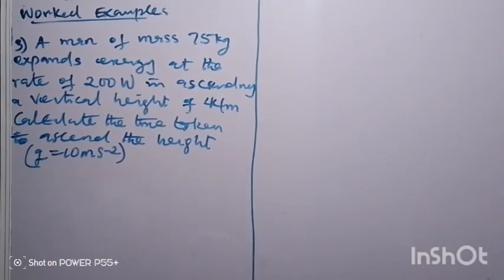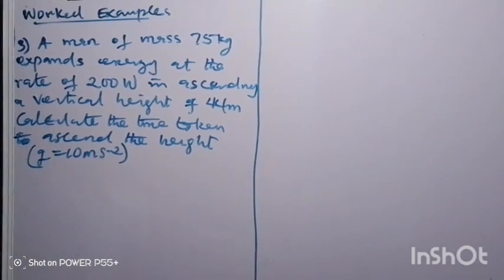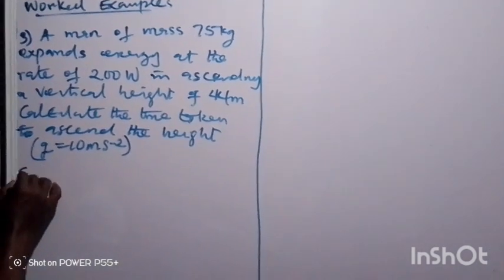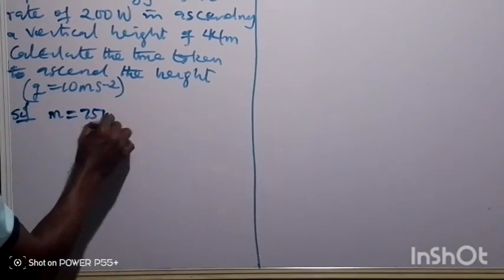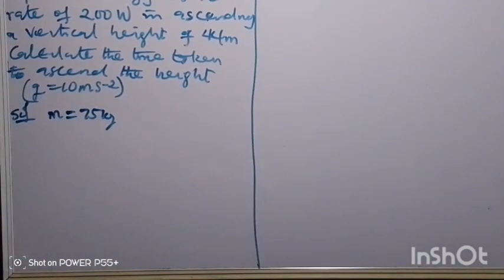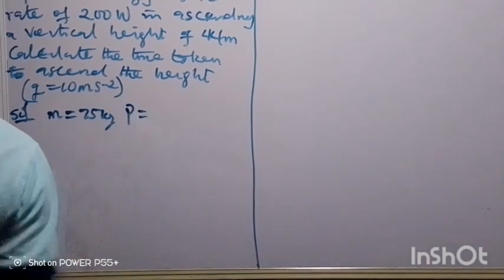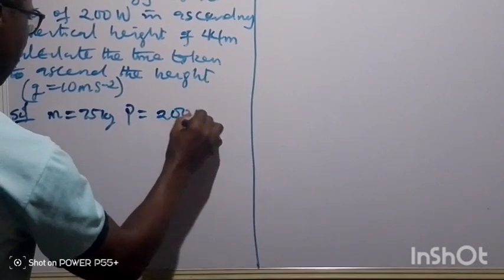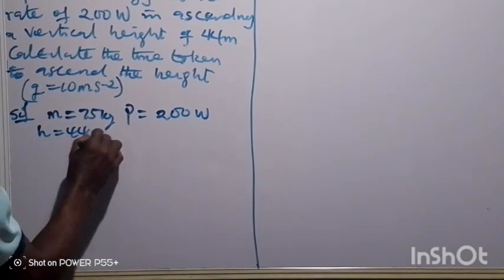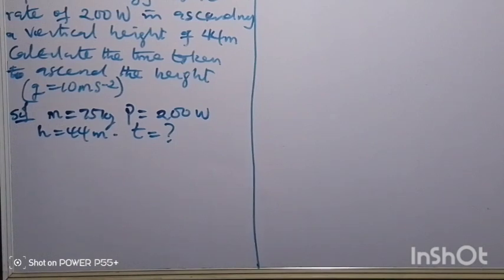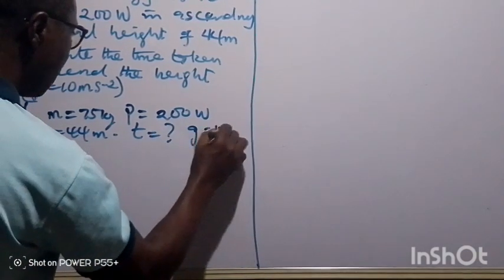A man of mass 75 kg expends energy at the rate of 200 watts in ascending a vertical height of 44 meters. Calculate the time taken to ascend the height. G is equal to 10 meters per second squared. To solve this one, let's first write out the parameters given in the question. Mass of the man is given, 75 kg. Then the rate at which he expends energy, that is power, that's 200 watt. Then the height that the man is ascending is given, h, that's 44 meter. So t is what we have to calculate. And g also is given, 10 meter per second square.